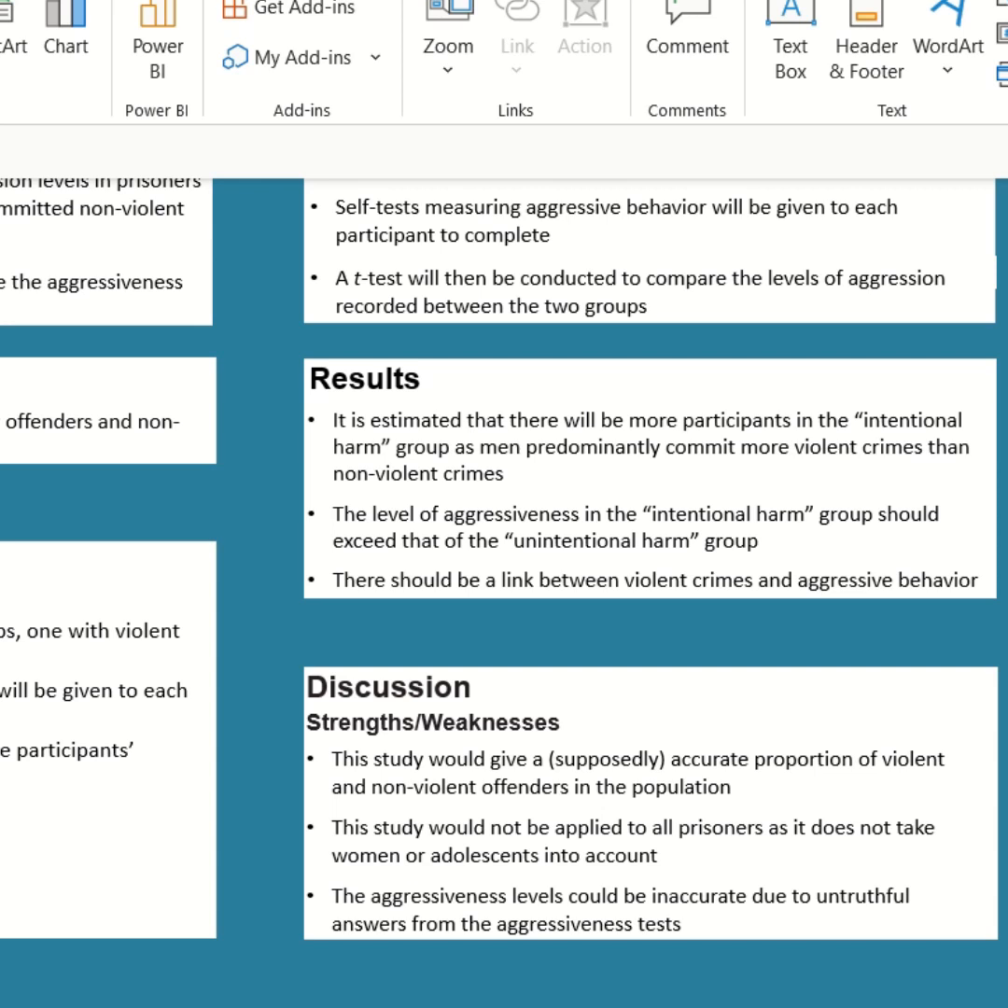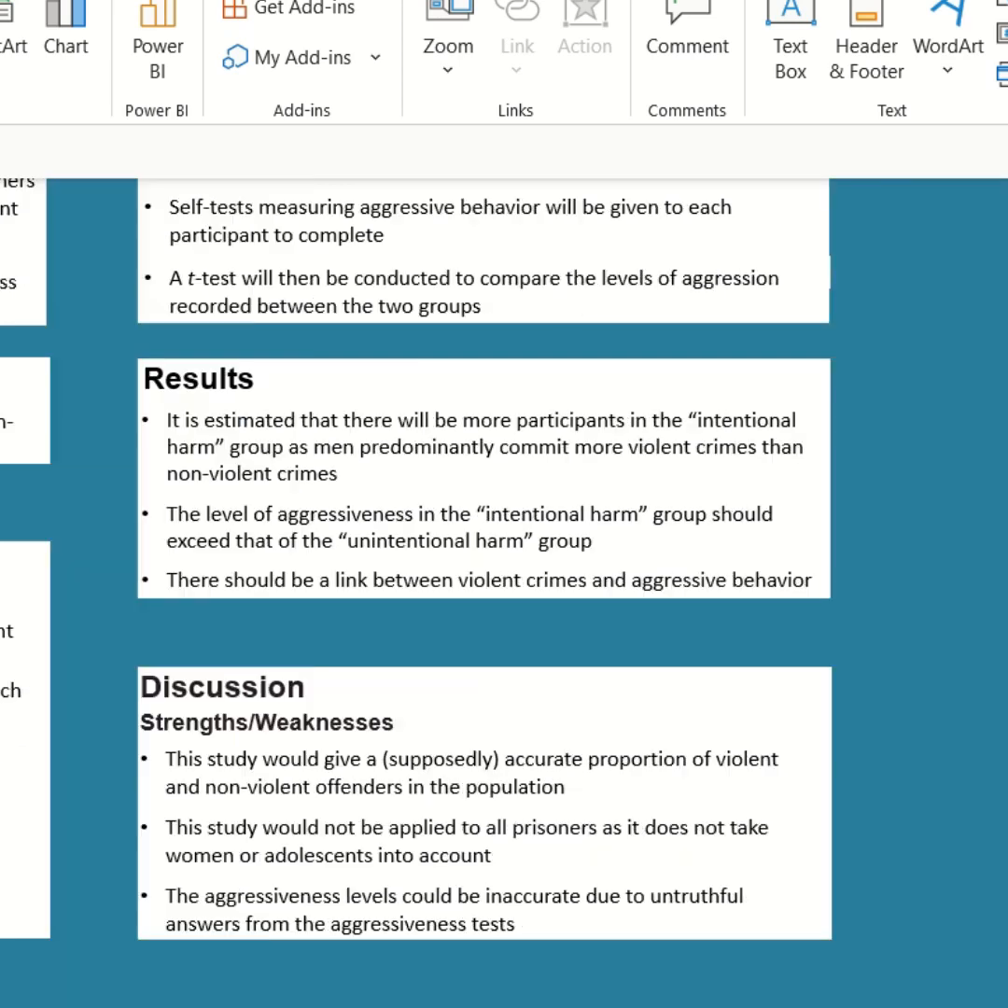Now, the strengths and weaknesses of the study. It should give a supposedly accurate proportion of violent and non-violent offenders in the population. This study would not be applied to all prisoners as it does not take women or adolescents into account. Also, the aggressiveness levels could be inaccurate due to untruthful answers on the aggressiveness test.